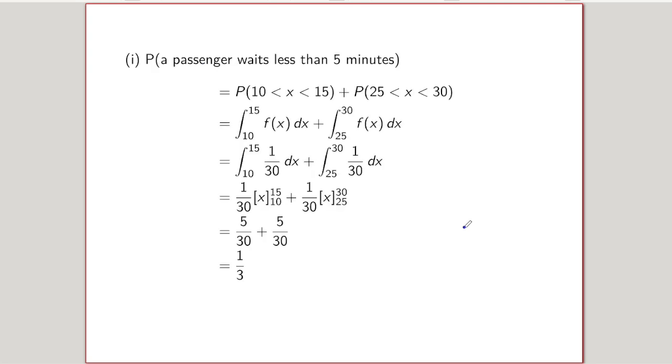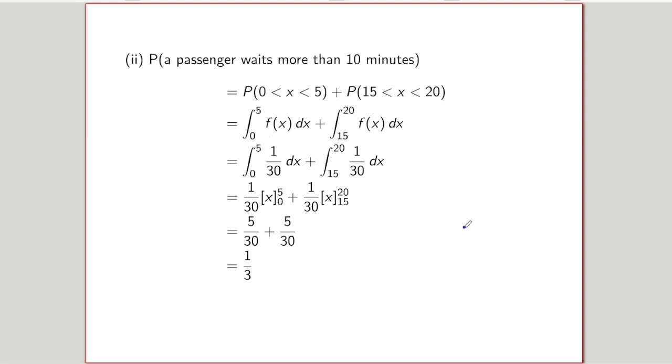So there are two possibilities. One, he has to arrive between 10 and 15. Next, he has to arrive between 25 and 30. Restricting the limit, we can put 10 to 15 and 25 to 30 in the limit part. 1/30 can be taken outside. 15 minus 10 is 5. 30 minus 25 is 5. So 5 plus 5 is 10, divided by 30. The final answer is 1/3.